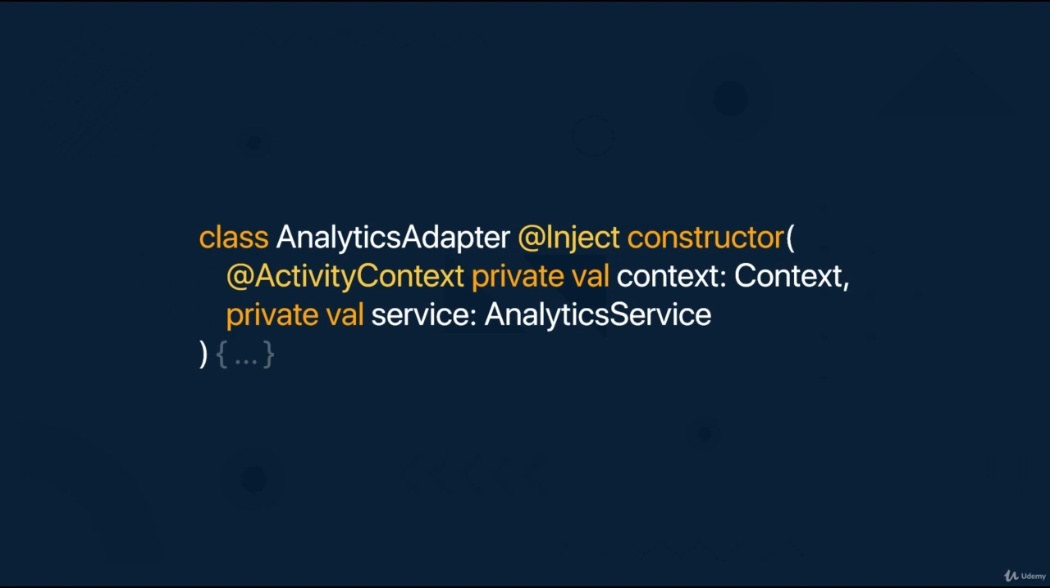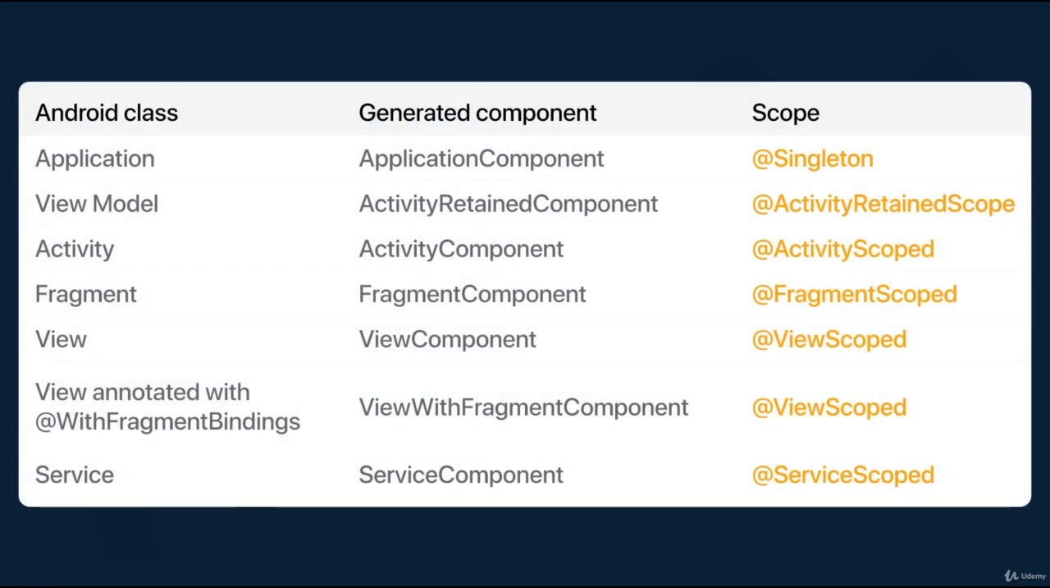Here I'm going to show you a table with all the scopes and corresponding components. There are 7 different scopes which we can use in the Hilt library. The first one is Singleton, which is bound to the application component. Then we have activity retained scope, which is bound to the activity retained component. Then we have activity scoped, which is bound to the activity component. Then fragment scoped to a fragment component, then view scoped to a view component, then view scoped again to a view with fragment component, and finally service scoped, which is bound to a service component.